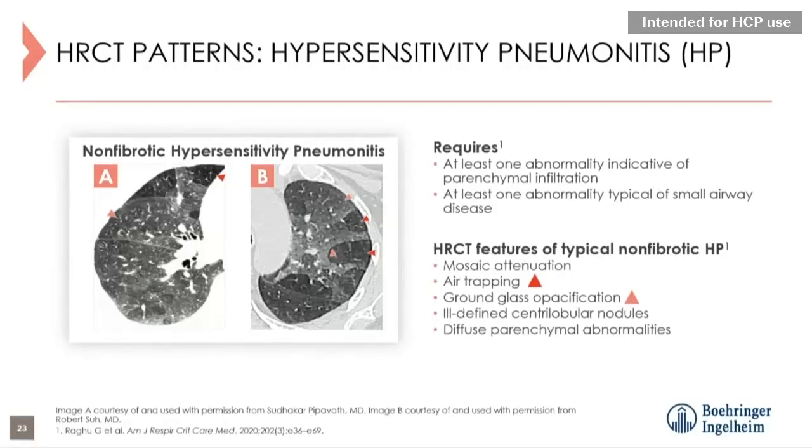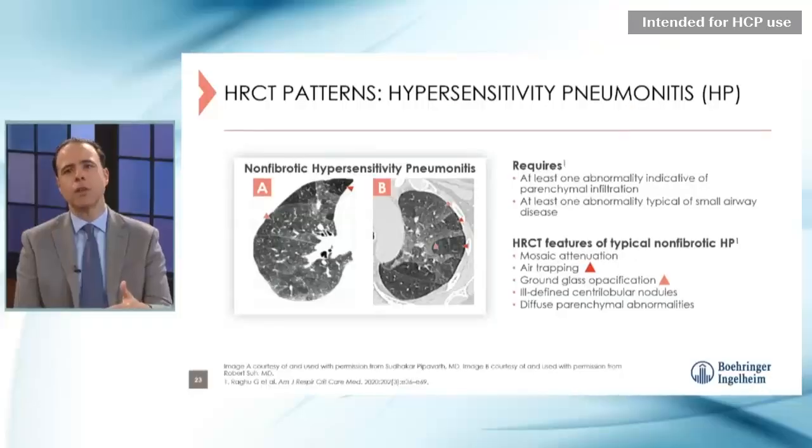What that means is that the areas of lung that are overly black are not expelling air as they should. And that is seen in several different conditions. It's seen in asthma, in small airways disease, it's seen in bronchiolitis obliterans, and in the interstitial lung disease world, it's very commonly seen in hypersensitivity pneumonitis.